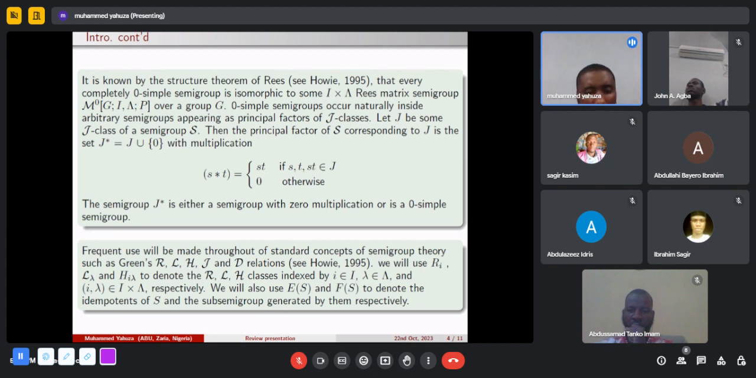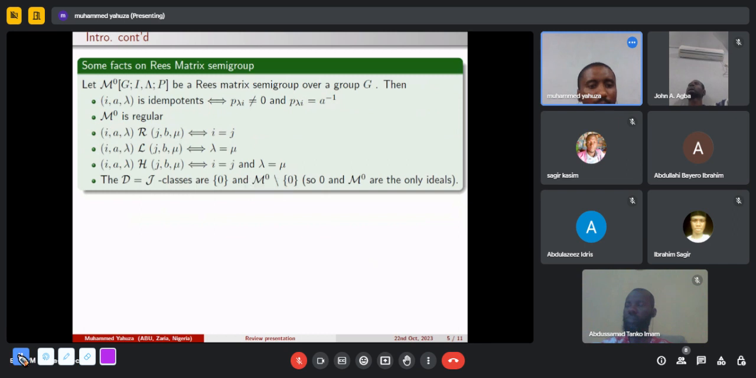We will use R subscript i, L subscript lambda, and H i lambda to denote the R, L, and H classes indexed by i in I, lambda in lambda, and (i, lambda) coming from I cross lambda respectively. We will also use E of S and F of S to denote the idempotents of S and the subsemigroup generated by them respectively. Now here are some facts on the Rees matrix semigroup.